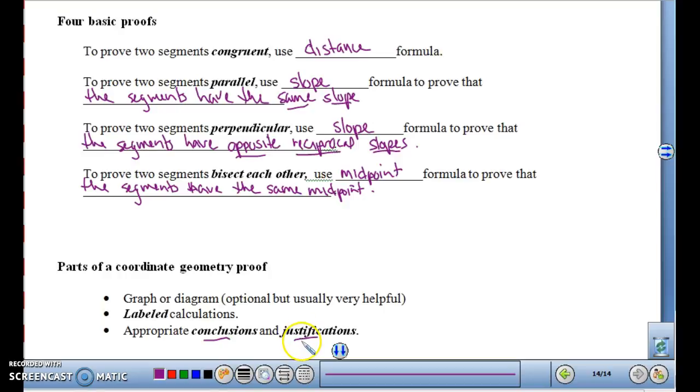All right, so that's the beginning of this unit. So you need to know the sum of the angles of a quadrilateral is 360 degrees. And you also need to know your formulas for coordinate geometry.